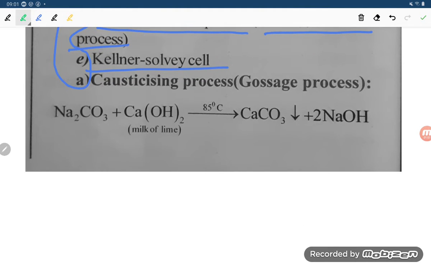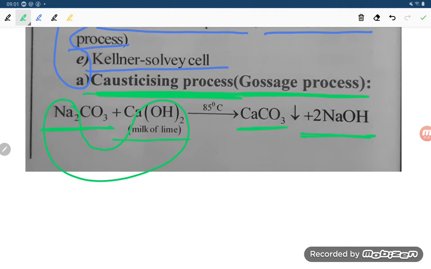So the first one is the causticizing process, which is also known as Gauss's process. Here sodium carbonate is treated with milk of lime, calcium hydroxide. It gives 2 moles of sodium hydroxide, and calcium carbonate precipitates out. So in Gauss's process, or causticizing process, sodium carbonate is treated with calcium hydroxide to give sodium hydroxide.